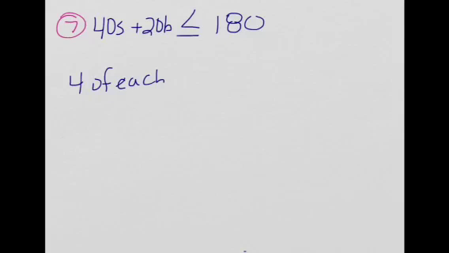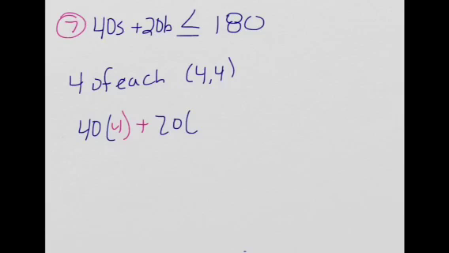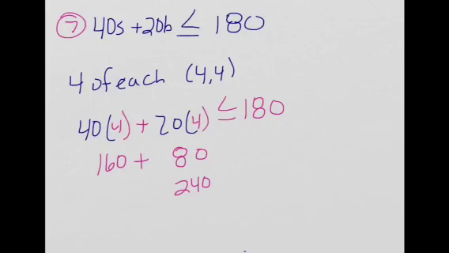And then we're going to check, can she buy 4 of each? And so we're going to go ahead and substitute in 4. 4 is our ordered pair. We're going to do 40 times 4 plus 20 times 4 using our ordered pair to see if that's going to be less than or equal to 180. So we have 160 plus 80, which is going to be 240. That is not less than 180. So no, she cannot purchase 4 of each.